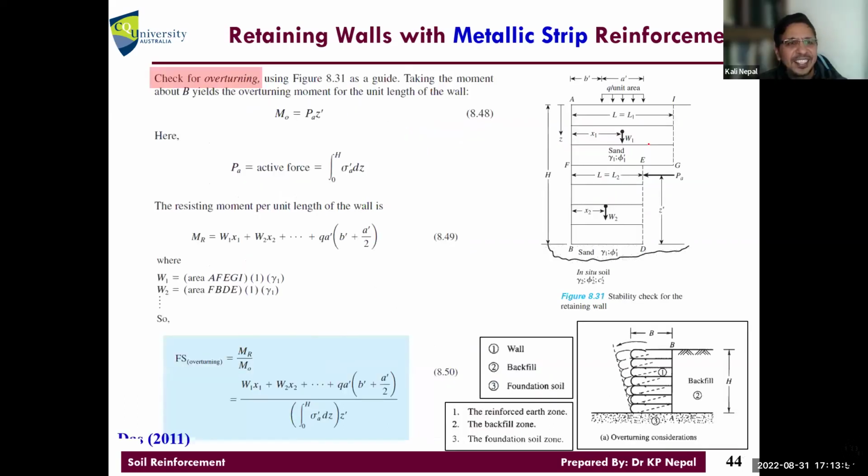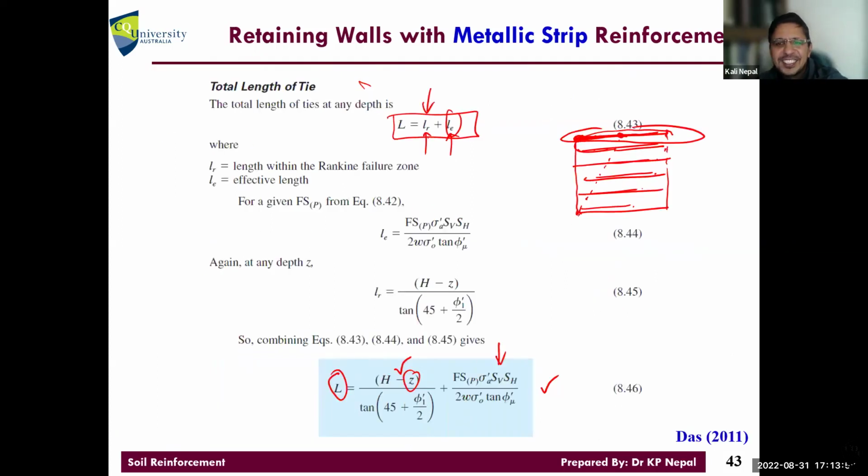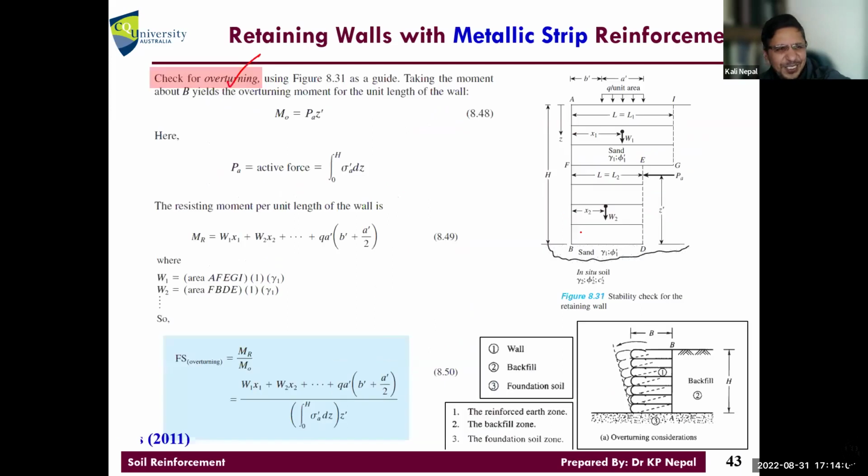That's it. And then again, check for overturning. Of course, we know, right? So we check here. Over here, we calculate moment. Load will push this side. Lateral earth pressure will push this side. And you calculate overturning moment and then resisting moment. You know how to check for overturning now.